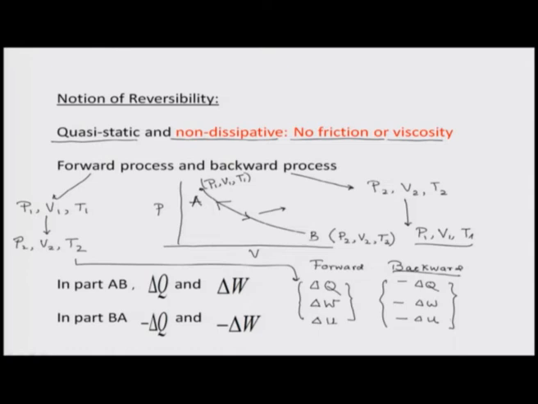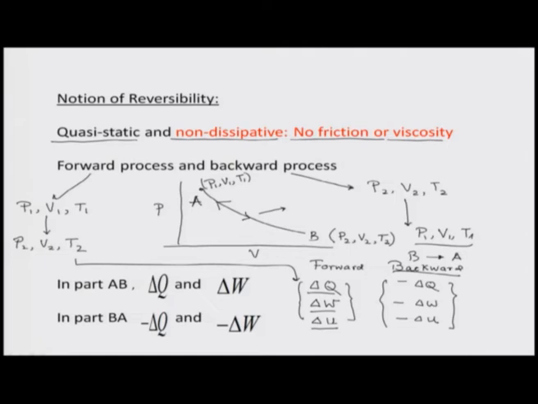If I go from A to B, delta Q is heat supplied or extracted from the system, delta W is net work done on the system or by the system, delta U is net change in the internal energy. In the reverse process, when I go from B to A, everything should be negative. Delta Q goes to minus delta Q.